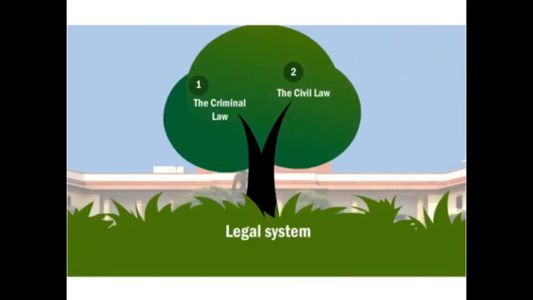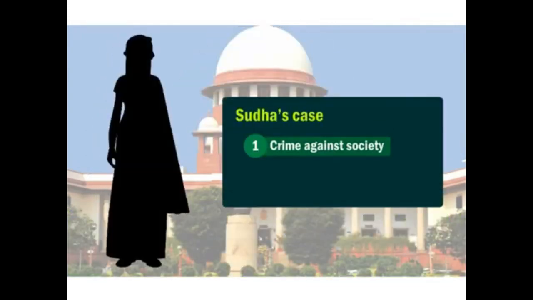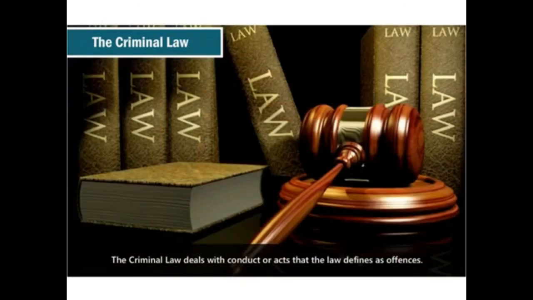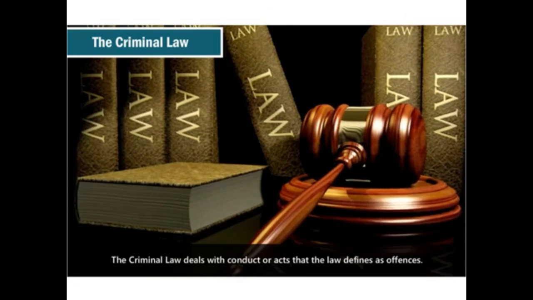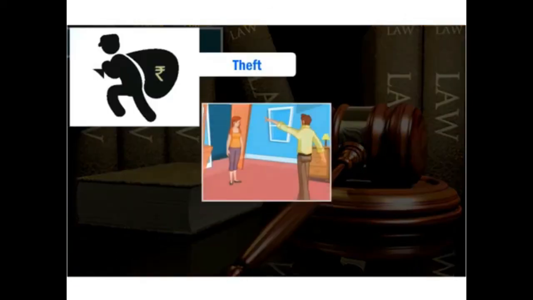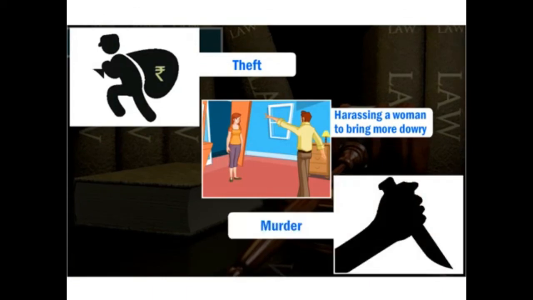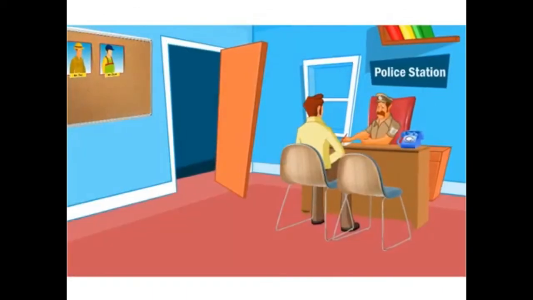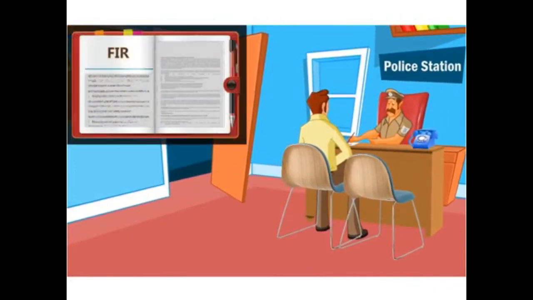There are two different branches in the legal system. Sudha's case is a crime against society and is a violation of criminal law. The criminal law deals with conduct or acts that the law defines as offences. For example, theft, harassing a woman to bring more dowry, murder, etc. It usually begins with the lodging of a first information report (FIR) with the police who investigate the crime, after which a case is filed in the court.